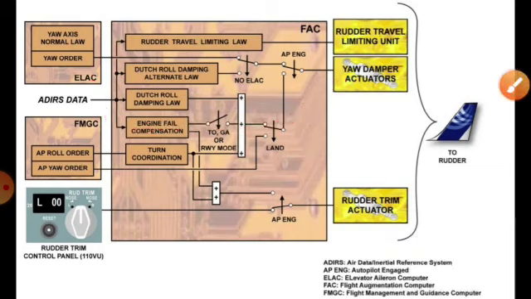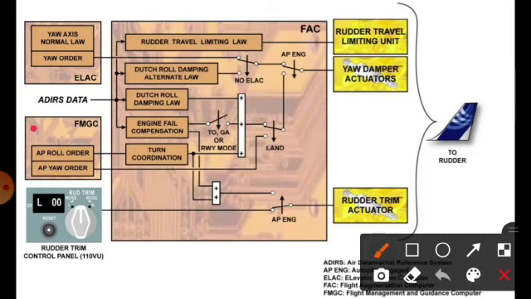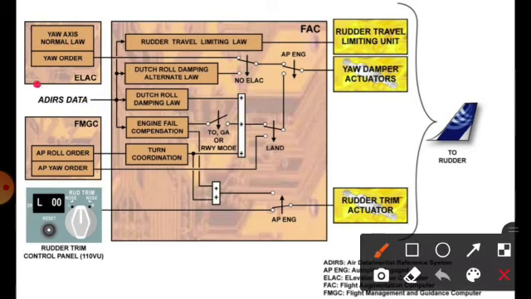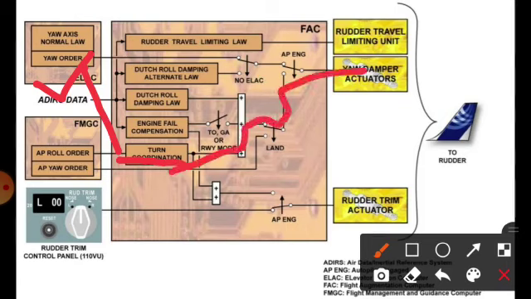And also about the turn coordination. In this picture you are seeing when the autopilot is engaged, roll commands are from the FMGC, but we are discussing without autopilot, so the roll commands will come with the side stick to the ELAC, and the ELAC then gives the turn coordination command to the FAC, and then from the FAC onward it will go to the yaw damper actuators.